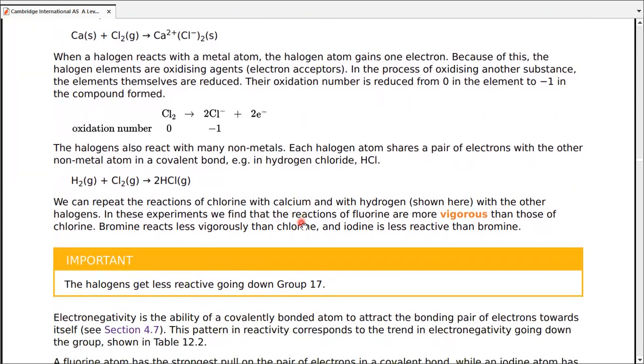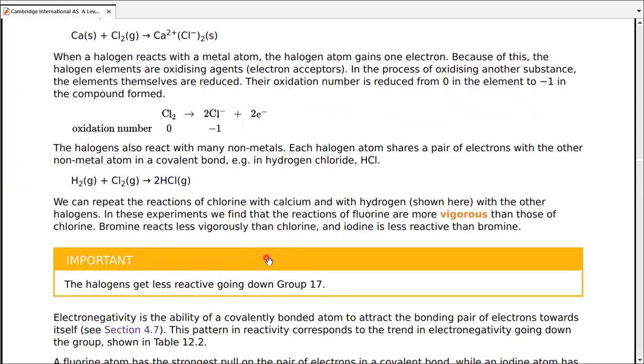The halogens also react with many non-metals, apart from many metals. Halogen atoms share a pair of electrons in those cases. That's actually just electron sharing that would make them stable. So usually we tend to see that halogens make just one covalent bond, and that usually results in a single covalent bond. So we see this in bonding with non-metals, or covalent bonding.